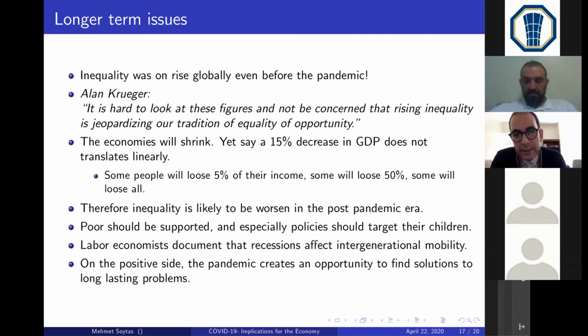Therefore, inequality is likely to worsen in the post-pandemic era, and that gives a policy implication for governments. The poor should be supported after the pandemic, and especially policies should target their children. Again, labor economists document that recessions affect not only within-generation inequality but also intergenerational inequality, because they affect the future of the children of poor people. But on the positive side, the pandemic creates an opportunity to find solutions to long-lasting problems, some of which I will mention, and then I'm going to end my presentation. Can we go to the next slide?